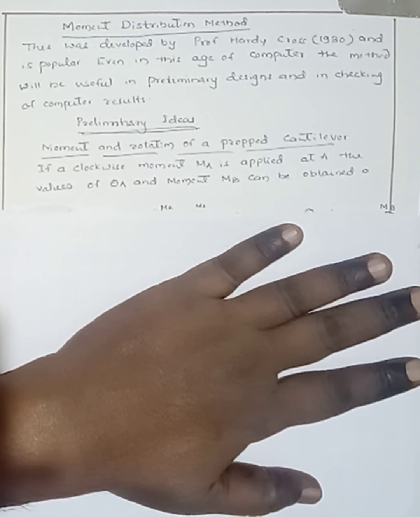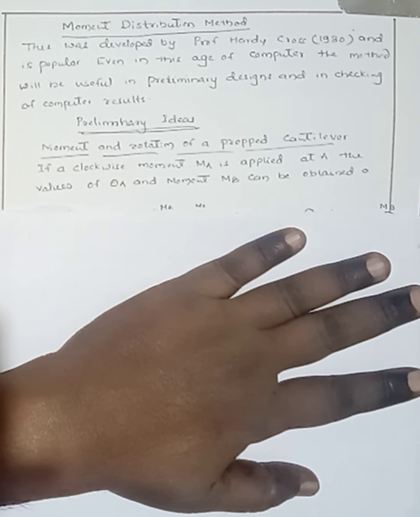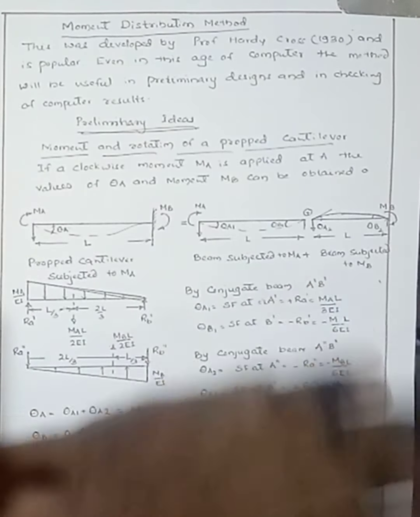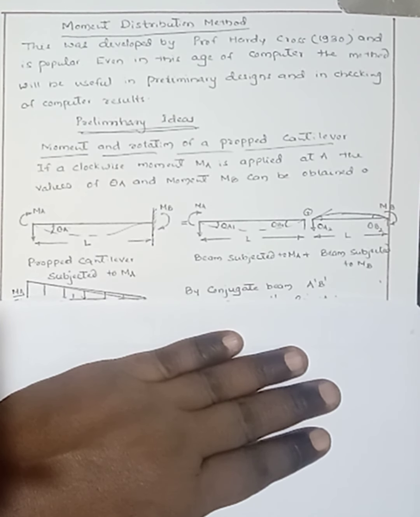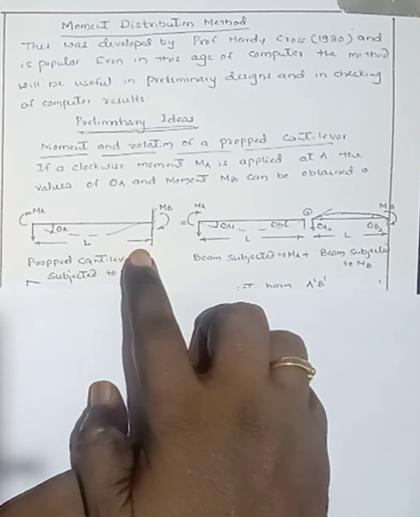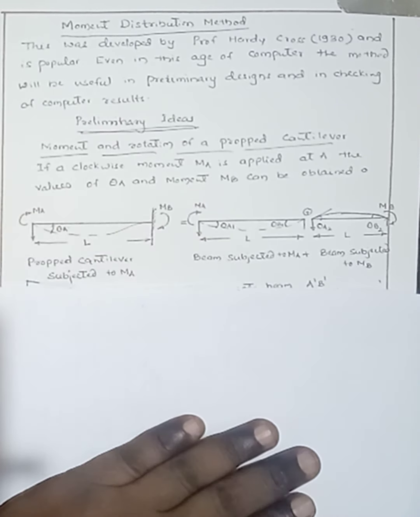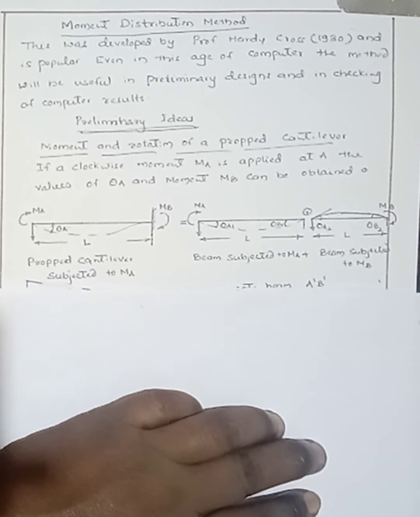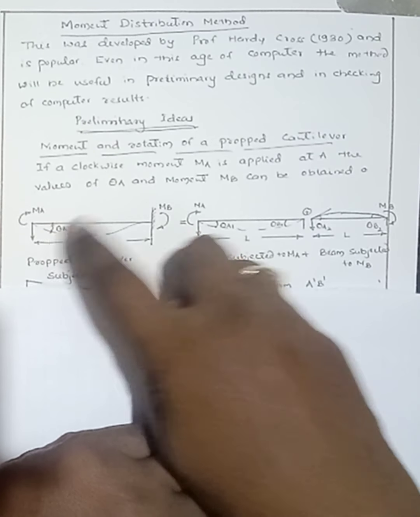Here first we have to consider a proper cantilever beam, and the moment and rotation of a proper cantilever beam. Here, if you apply the clockwise moment MA at A, this one is the proper cantilever beam, subjected to a clockwise moment MA at the proper end. It will undergo deformation like this. This is the slope at the proper end.